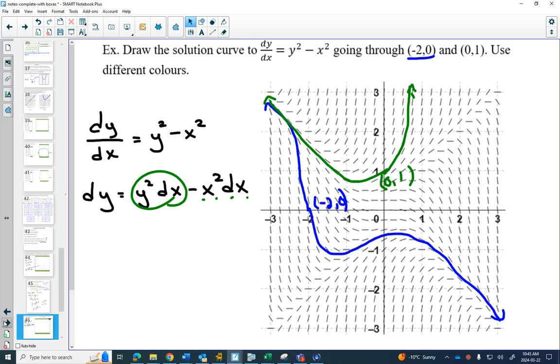So this is an example of where a slope field is the best thing that we have to find out what's happening in real life and to create a model.